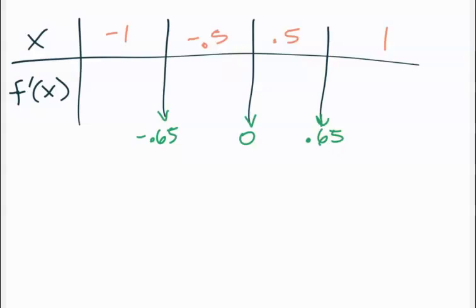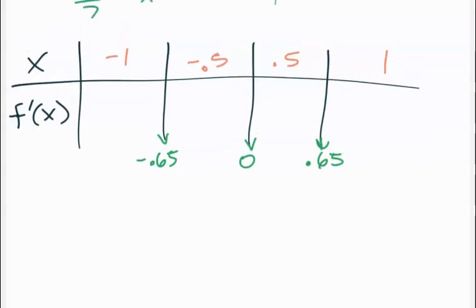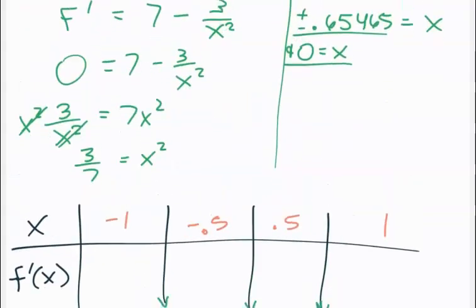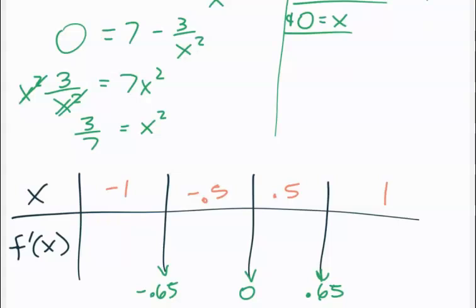And we could just test, is the derivative positive or negative at those? So our derivative was 7 minus 3 over x squared. So if I put negative 1 in there, I get 7 minus 3 over 1. So I get 4. But all I care about is that that's a positive number. So that's telling me that it's increasing on that interval.